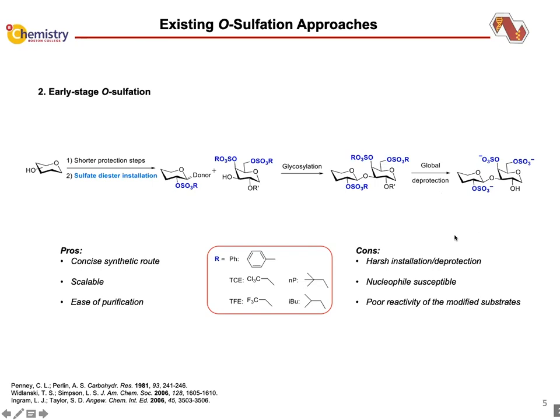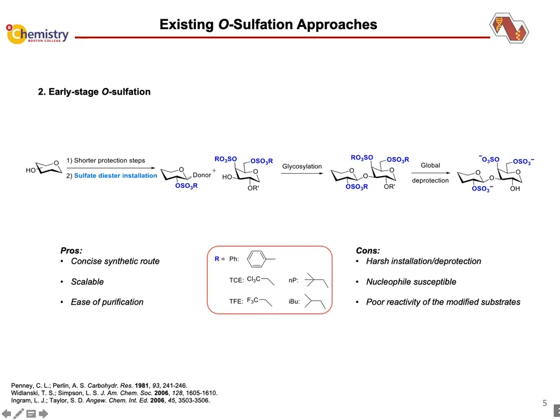However, there are already a few different sulfate diesters that have been developed to effect the early stage O-sulfation. The first one was developed by Penney and Perlin in the early 1980s. And there are also notable contributions from the Simpson group as well as Scott Taylor's group, introducing different sulfate diesters such as the trichloroethyl and the neopentyl, and so on and so forth.